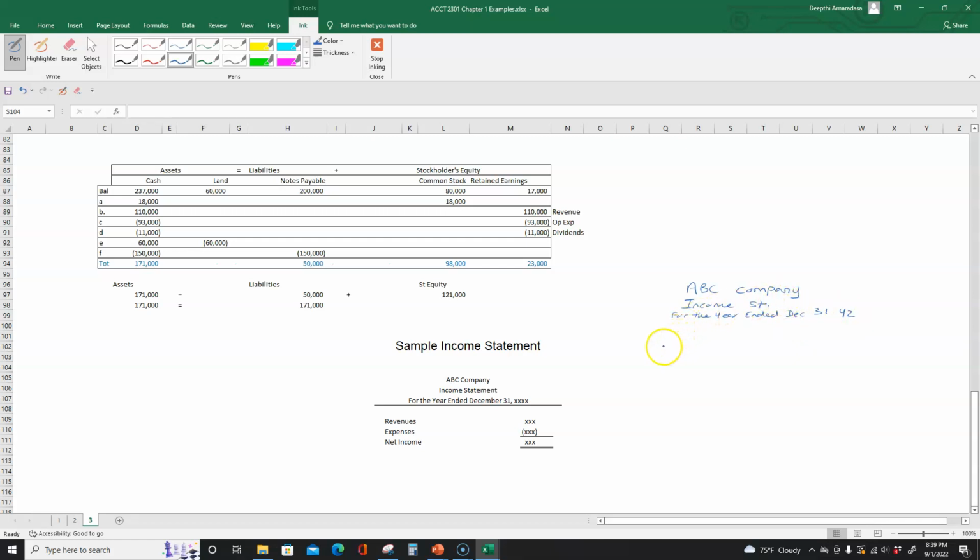We're going to start off with our revenues. We only have one type of revenue, so we're just going to call it revenue. And our revenue was $110,000. So I'm going to put $110,000 for revenue. Next, we're going to look at expenses. So we only had operating expenses, and operating expenses were $93,000. So let's go ahead and put our expenses here, and I'm going to call it operating expenses.